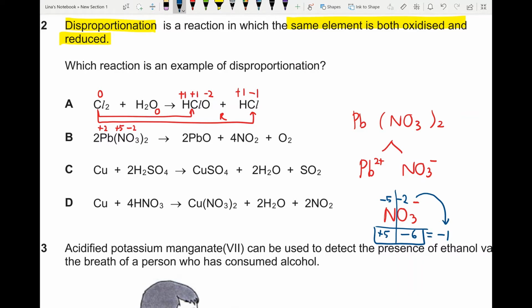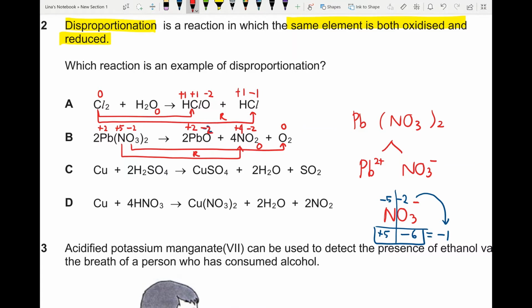Back to equation B. So lead here is still +2, no change. Nitrogen is +4 and oxygen is 0. So let's do the assignment here. Nitrogen is reduced. What's being oxidized? O is oxidized. Now, is that the same element? That's not the same element. It's nitrogen reduced, oxygen oxidized. So not the same element. It's not a disproportionation reaction.